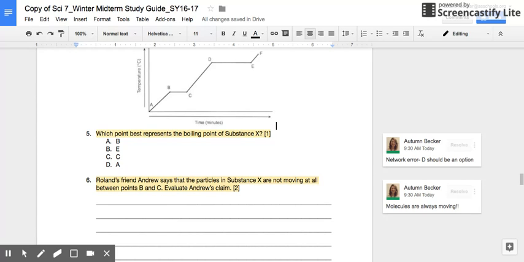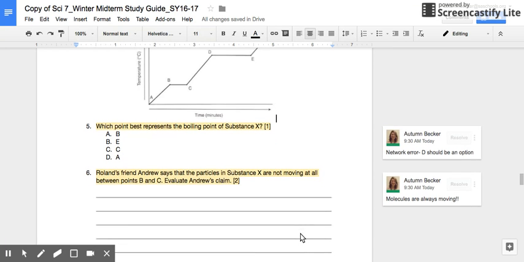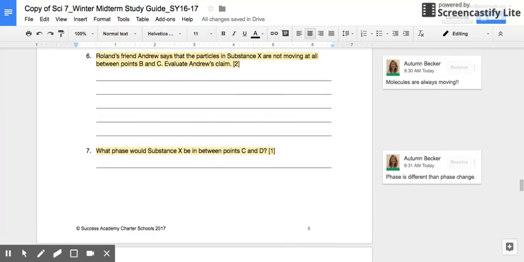He is wrong because molecules are always in motion, and it's just the fact that the speed of the molecules is not changing, not because they're not moving at all. All right, so now that brings us to question number 7.